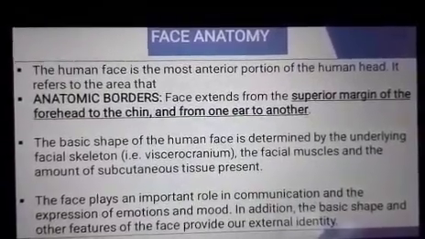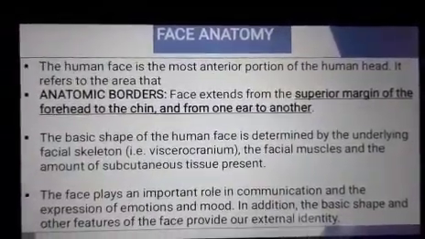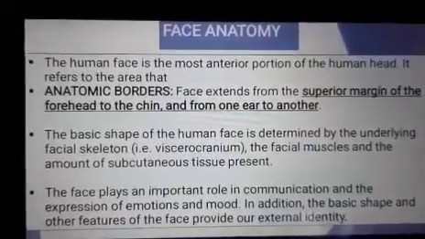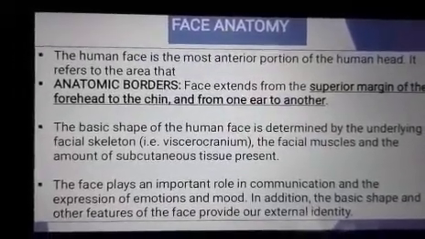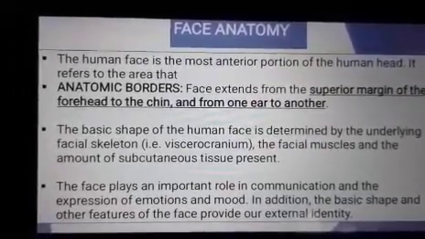Now, just like any other body part, the face also has some roles. It plays an important role in communication, expression of mood and emotion, and its shape and features provide us our external identity, which makes us stand out.